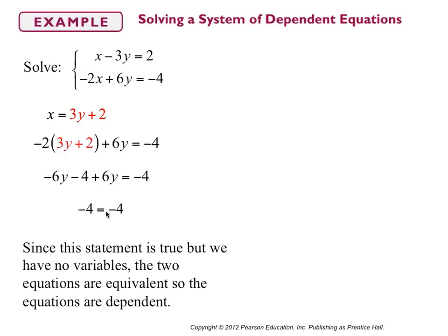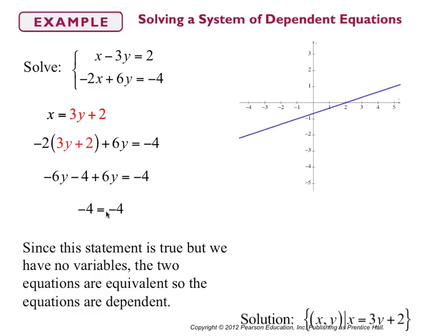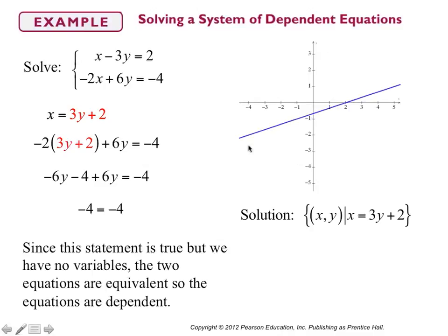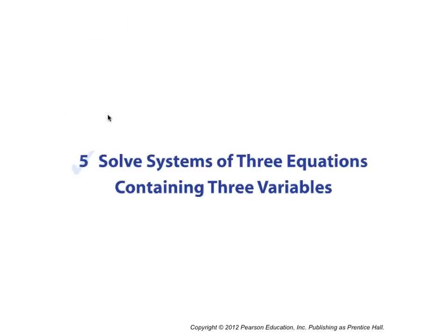So what this means when we're left with some true statement like 1 equals 1 or 10 equals 10 or 100 equals 100, the two equations are going to be equivalent, so the equations are actually dependent. So if you think about that, we actually just have a line here. Now the way that we write our solution is in set builder notation. We say it's all x's and y's, so x comma y, such that x is equal to 3y plus 2. And that's what we got for our first equation here.